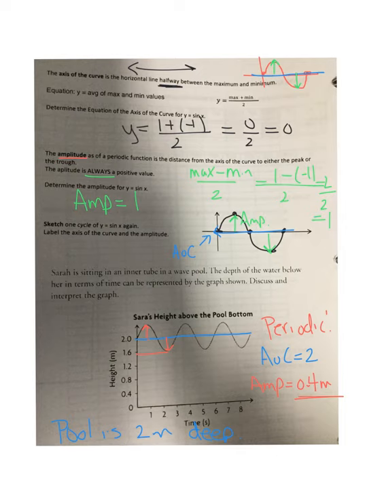The last thing that we're going to be talking about here is our cycle or our period. I could see that it does one full rotation every 3 seconds. So every 3 seconds, Sarah hits a high point, a low point, and gets back to her resting spot. So she has a big wave every 3 seconds.